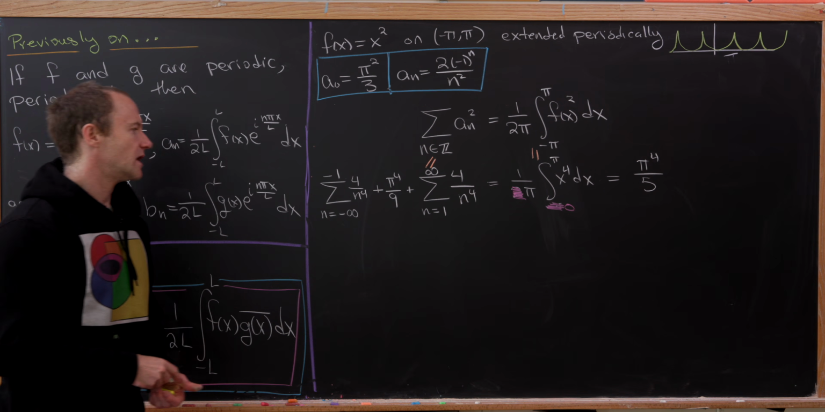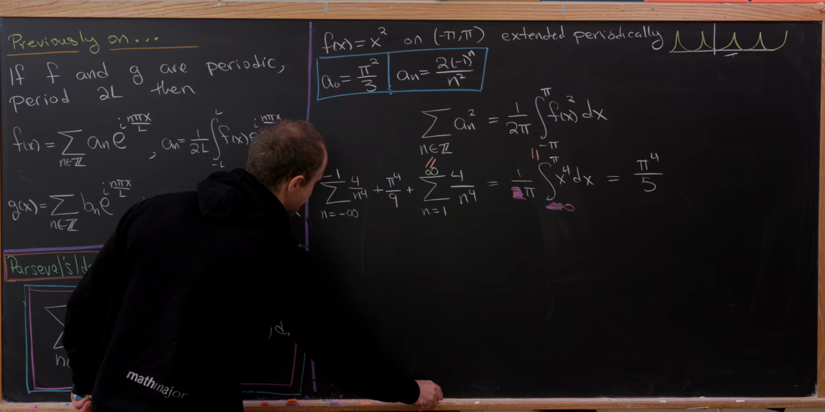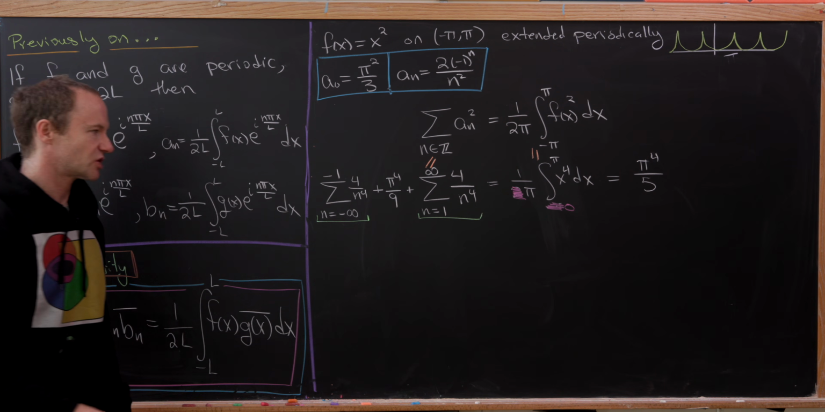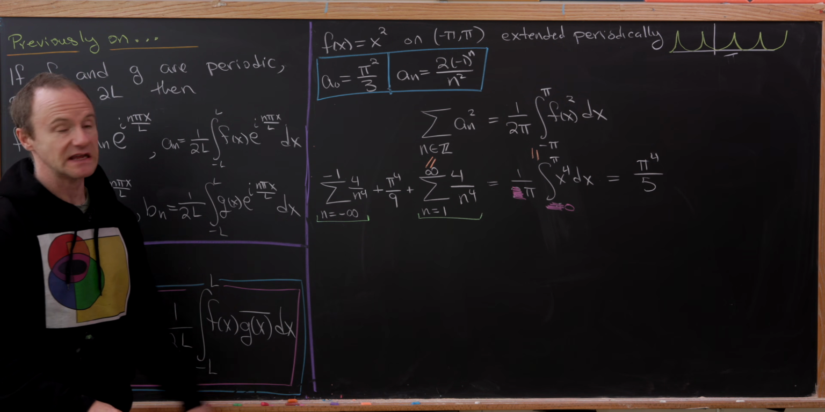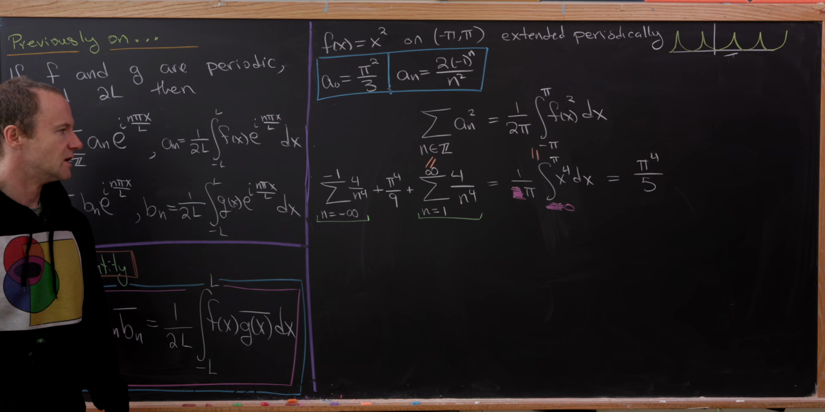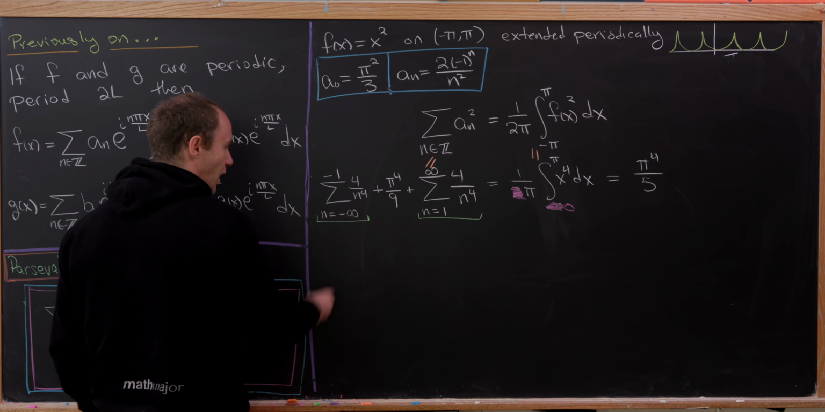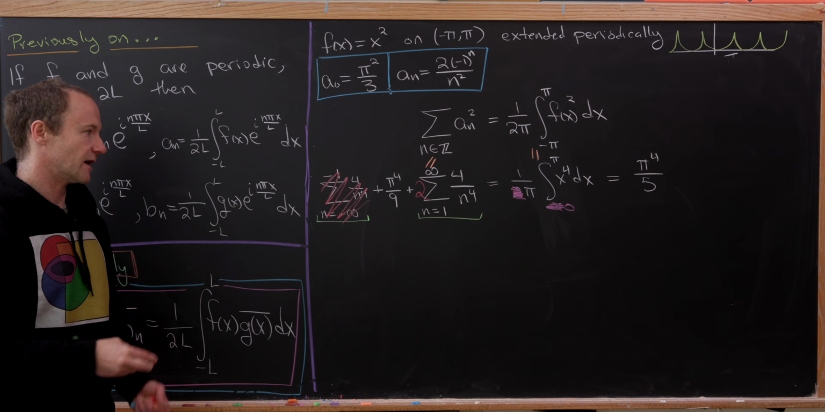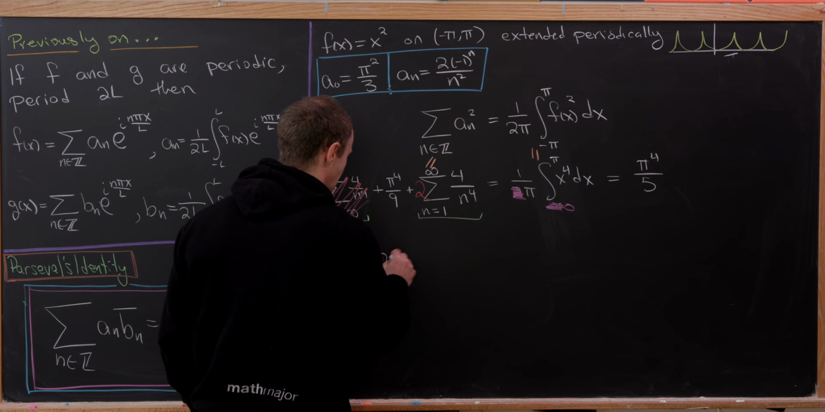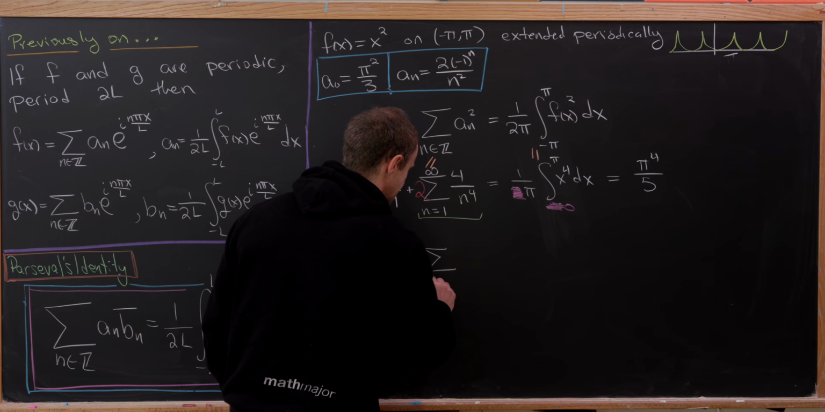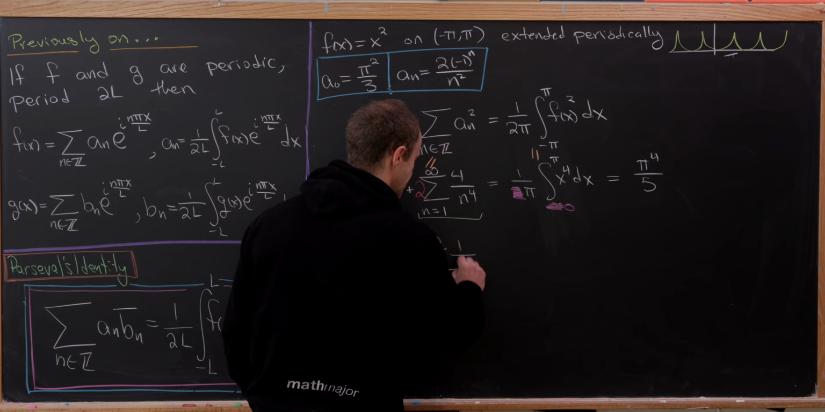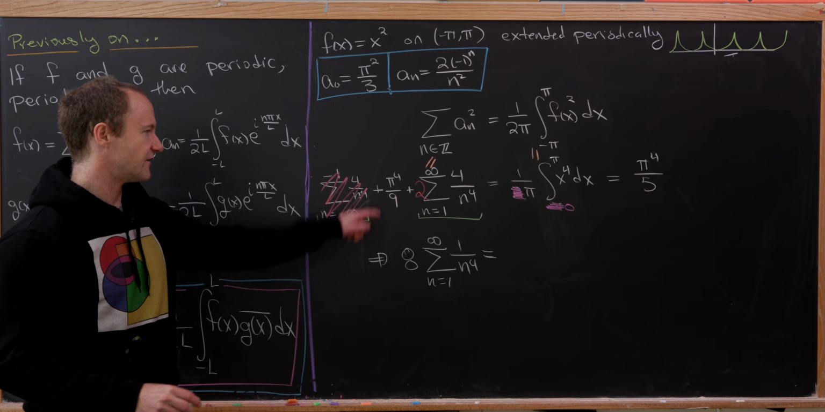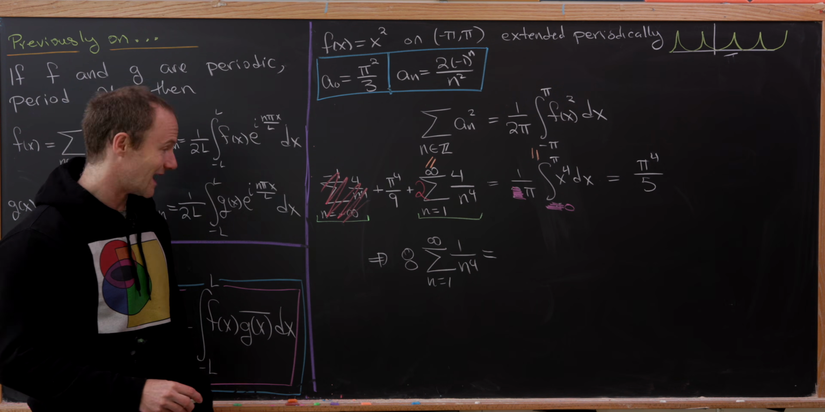Okay, so next up what I want to do is observe that this term in green underline is the same thing as this term in green underline, given the fact that we've got an even power of n there. So that means I can scrub one of them away if I simply add a coefficient of 2 right there. So that's going to give me the following equation. So I have 8 times the sum as n goes from 1 to infinity of 1 over n to the 4th is equal to pi to the 4th over 5 minus pi to the 4th over 9.